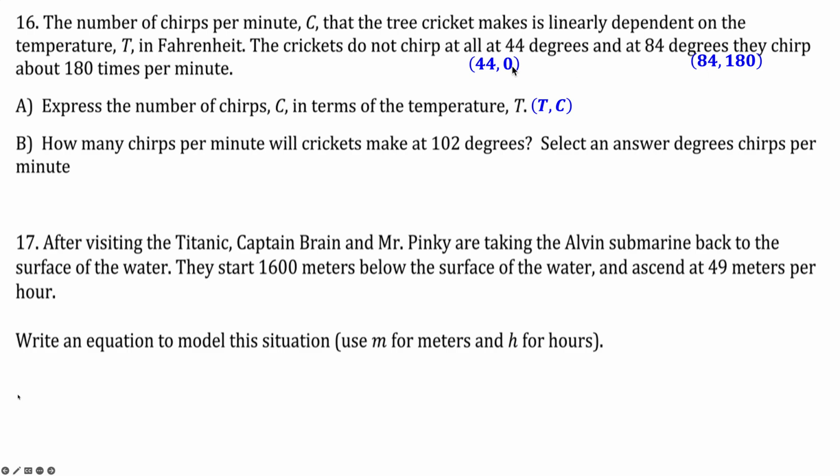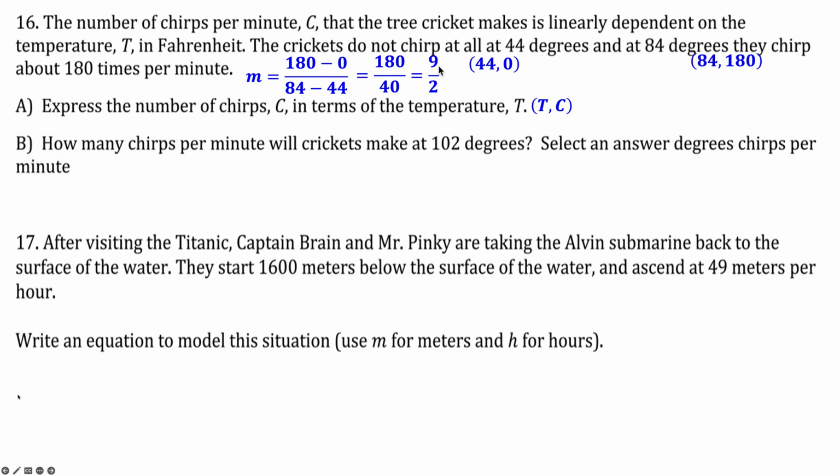So once I have my 2 points, I can go to my slope formula. Second Y, or second chirps minus first chirps, 180 minus 0, over 84 minus 44 for the temperature. I'm going to get 180 over 40, which reduces to 9 halves.